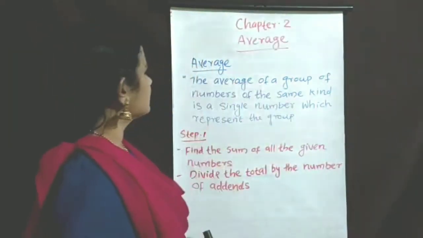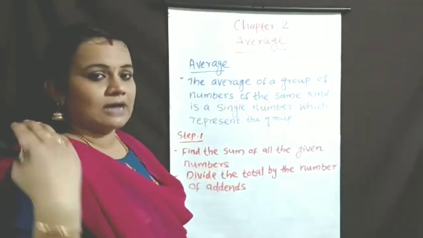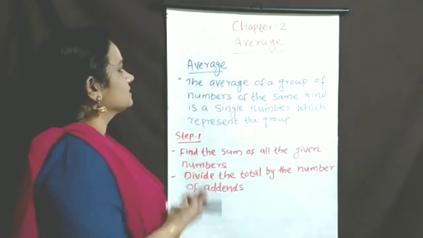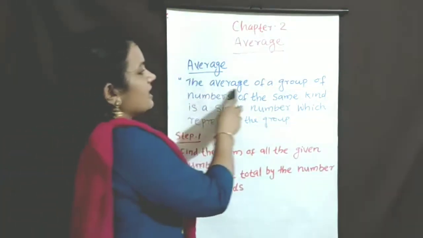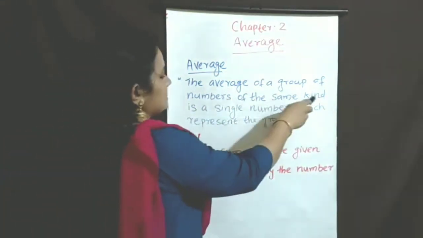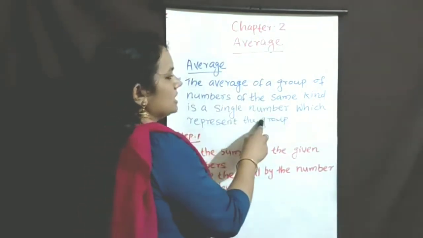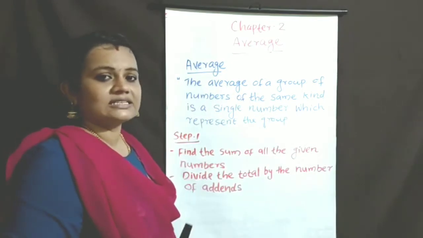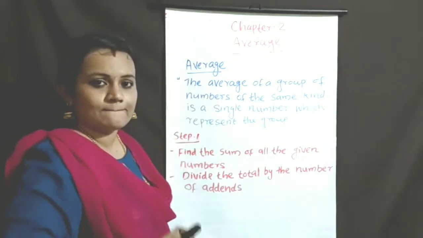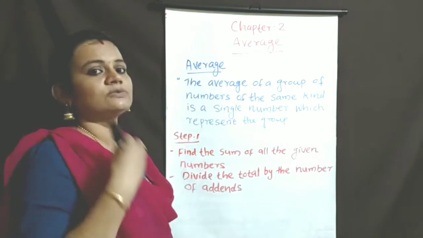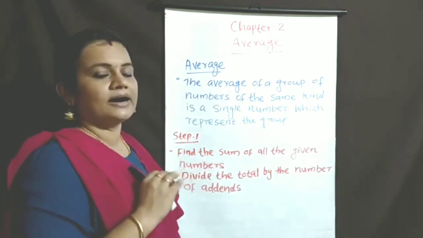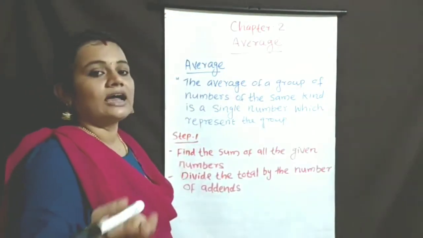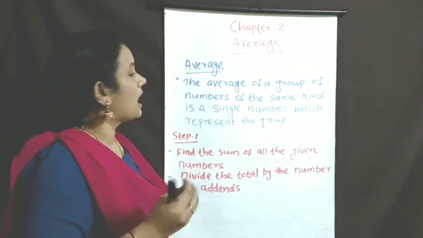Okay, the first one is the average. And I'm asking you, what is average? What do you mean by average? The average of a group of numbers of the same kind is a single number which represents the group. Given a group of numbers, we will find out the single number. Then I will tell the examples so that you understand more.